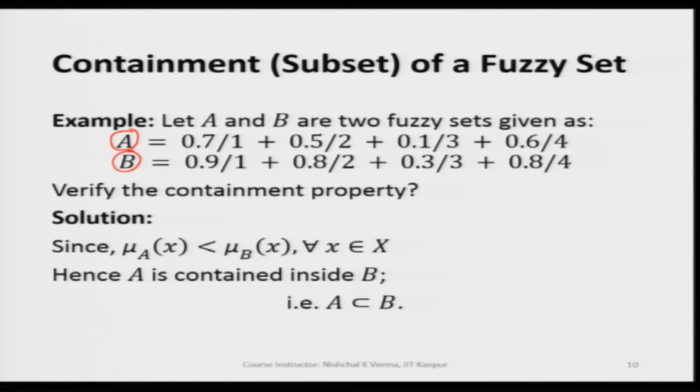Otherwise, if for x equal to 3 the corresponding membership value were equal or less in A than B, we would have said that B is containing A, or A is contained in B. So, since at x equal to 3 it is violated, we can clearly say that A is not contained in B, and mathematically we can represent this as A is not contained in B.